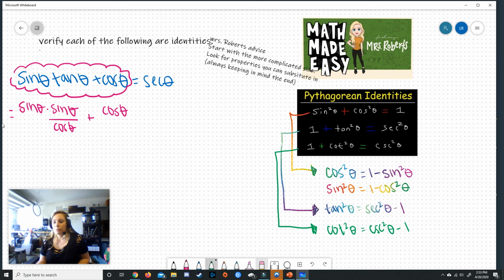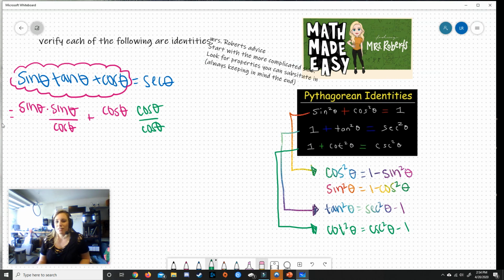Okay. Well, I have a fraction here, and in order to add fractions, I need to get a common denominator. A pretty good common denominator would be cosine. And so let's go ahead and multiply this by cosine over cosine, because cosine over cosine is just 1, and multiplying by 1 does not alter the equation whatsoever. And so we end up getting sine squared of theta plus cosine squared of theta, and all of that is over our common denominator of cosine.